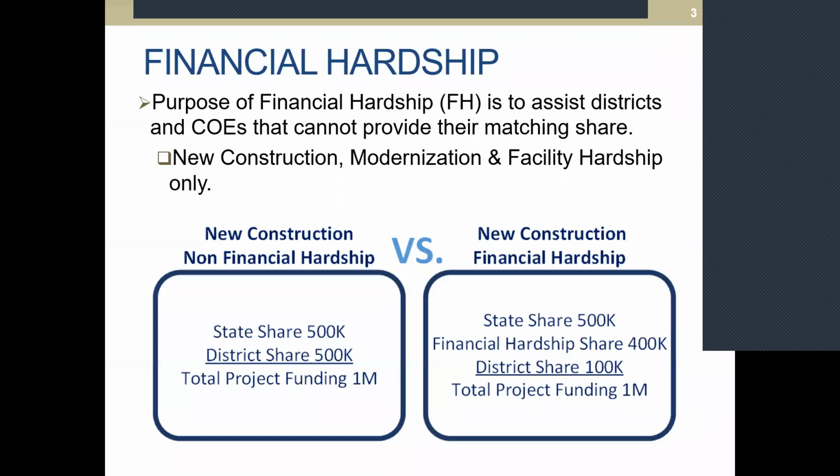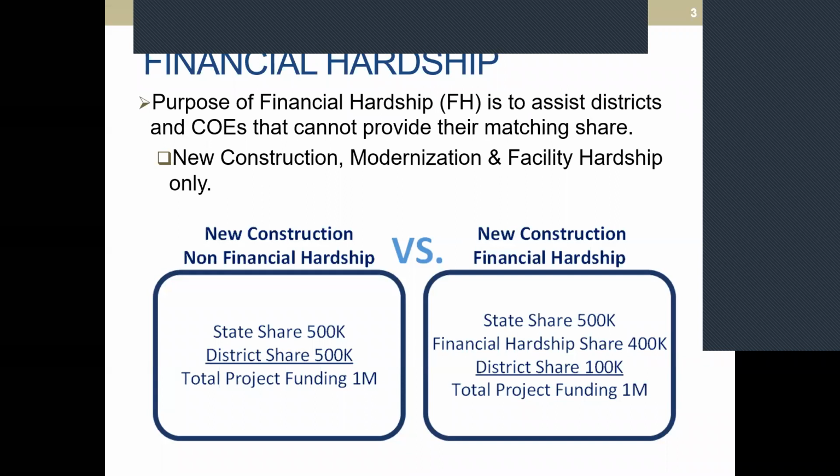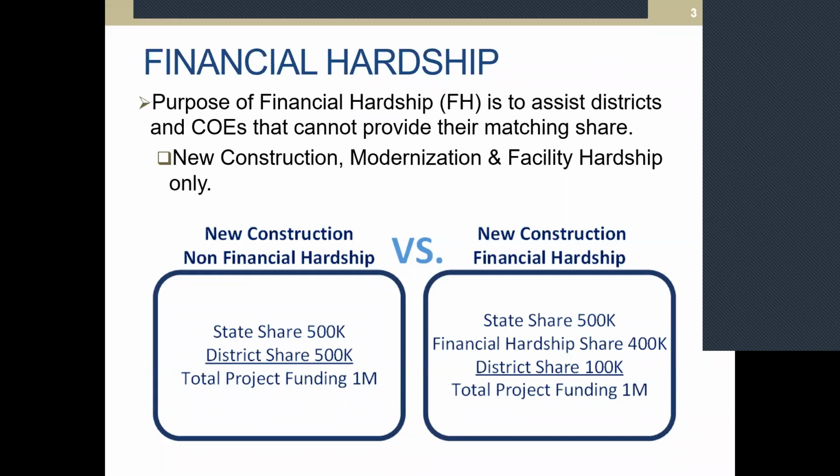On the right, you have financial hardship and how the funding could potentially be shaped up. It's still 50-50. You have 50% for the state share, the $500,000. But the district share can be made up of a combination of financial hardship apportionment and the district's cash contribution, up to potentially 100% financial hardship apportionment. In this example, we had $400,000 for the hardship apportionment and a cash contribution of $100,000, making up the $500,000 for the district share, and that gets your total project funding of $1 million. So that's just the basic difference. And it's the same thing for modernization, other than with modernization it's the basic 60-40, and that 40% potentially could be made up by the financial hardship share as well.